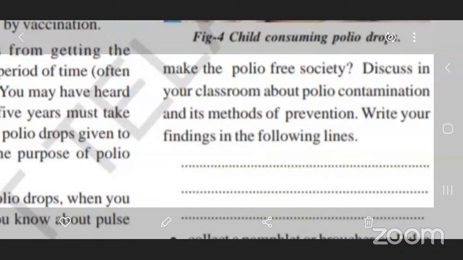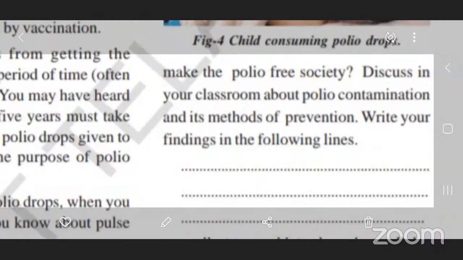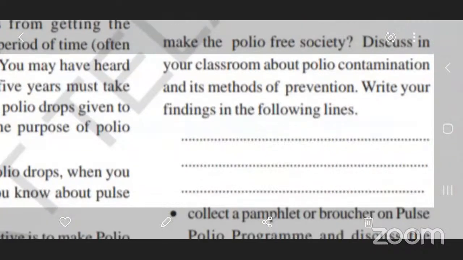Now, with no classrooms, you can discuss with your friends by phone call, or with neighbors, about polio contamination and its methods of prevention. Write your findings in the following lines. You have to write roughly on one paper. After that, you just copy it and enter it in these lines.